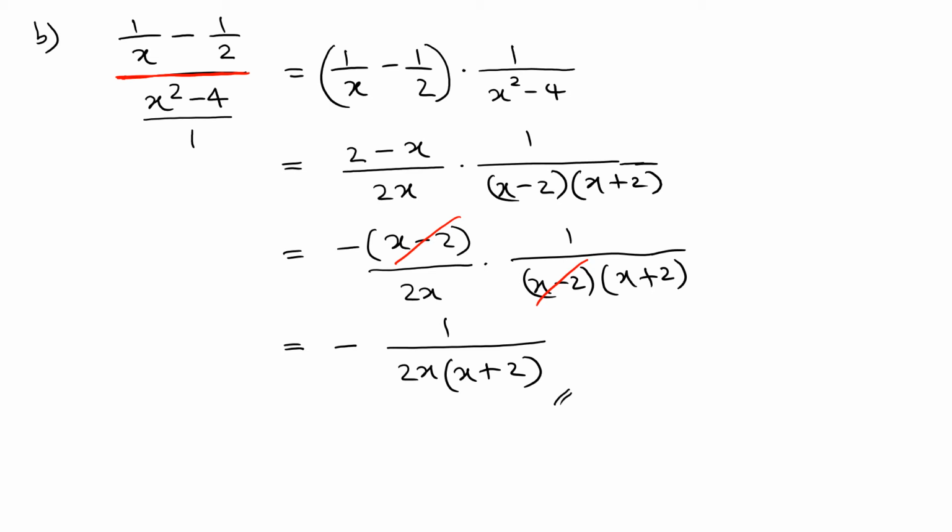You can try something like this. This is an exercise problem. Let's say you have 1 over x minus 1 over 3, divided by 1 over x plus 1 over 9. Let's see how you can simplify something like this. Good. Let's look at another example.